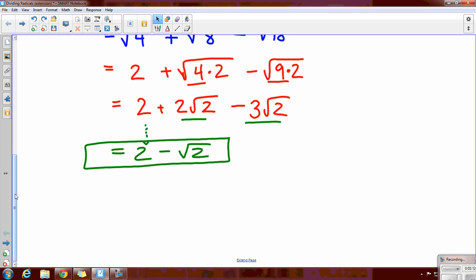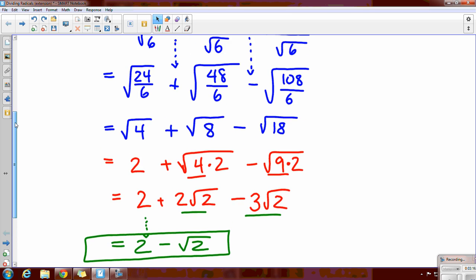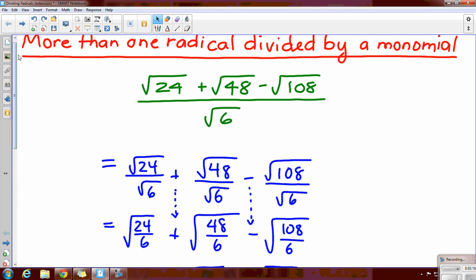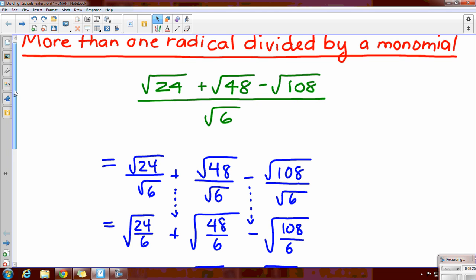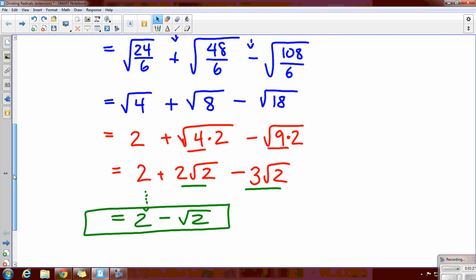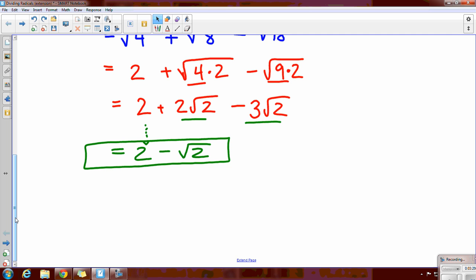And again, you could verify this answer, 2 minus the root of 2, with the original question up top, the root of 24 plus the root of 48 minus the root of 108, all divided by the root of 6. The decimal approximation to that and the decimal approximation to our final answer should be the same if we had simplified and divided this correctly.